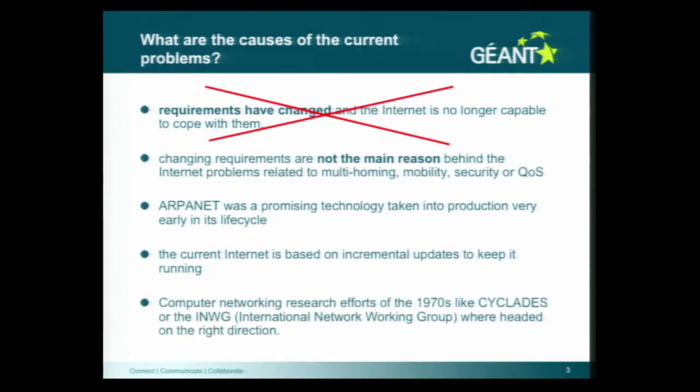So in the 70s, there were computer networking research efforts like Cyclades and the INWG, and they were heading in a similar direction, but a better direction, so that they were already thinking about more scalability in the internet.